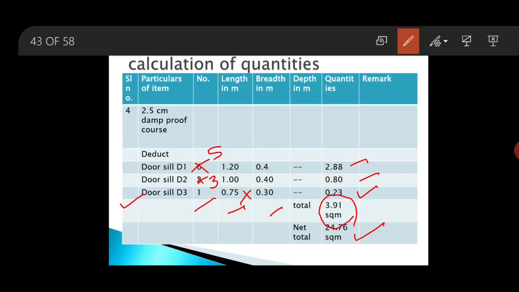So this is all for today's class. In the next class, we will go for calculation of brick work in superstructure.